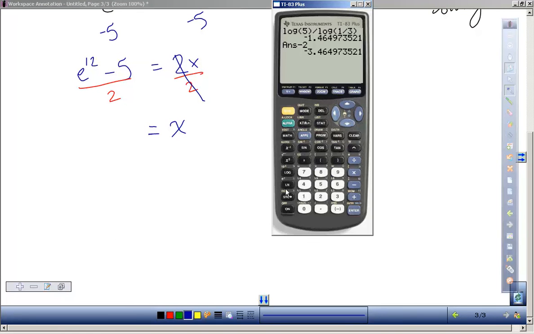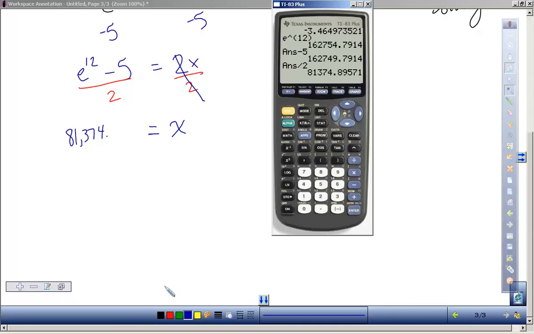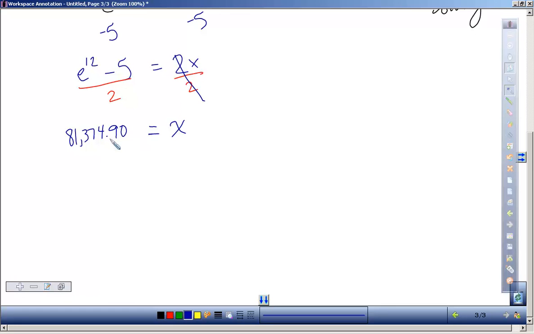Pull up my calculator here. So I need to figure out what is e to the 12th power. So e to the 12th power, and it's going to give me the decimal for that. I am subtracting 5 from it, and then I am dividing it by 2, and it looks like I got 81,374. And then let's look, 89, but that is bigger, so that's going to round up to 0.90. So x is equal to 81,374.90.